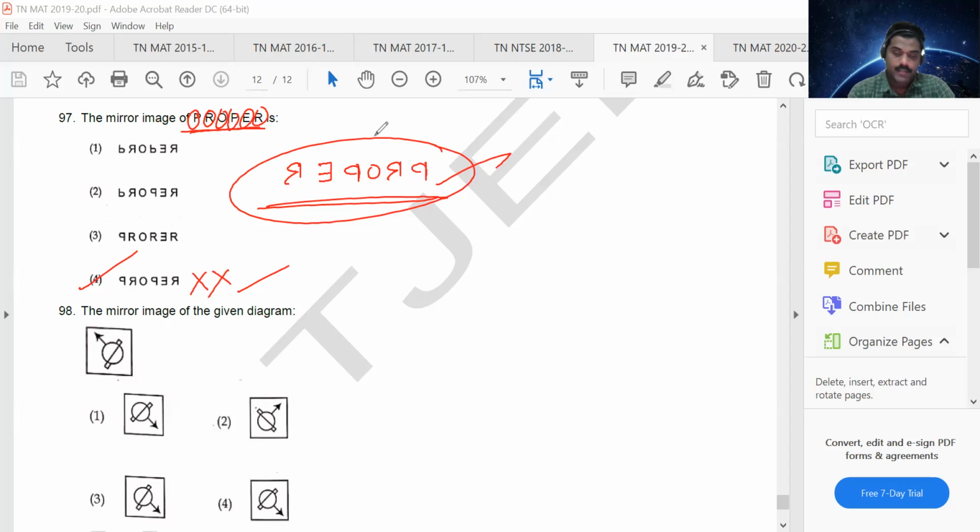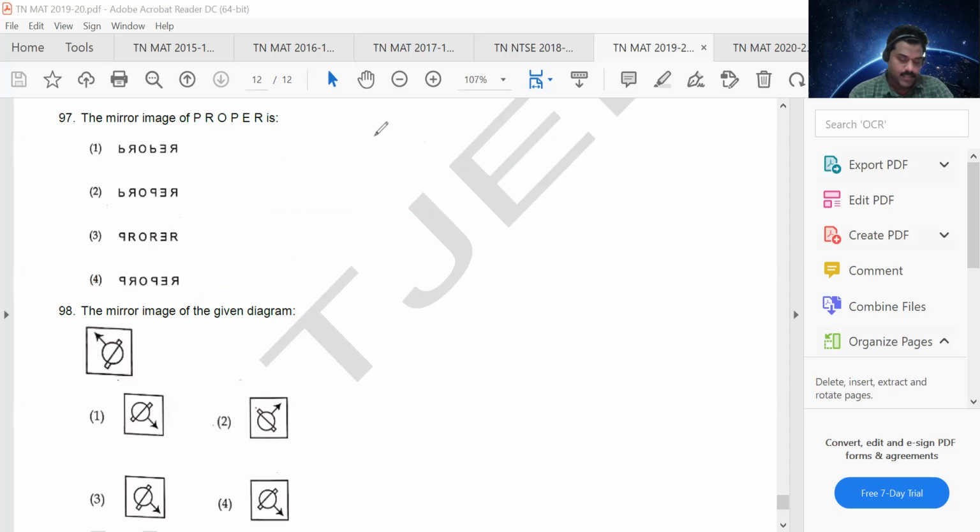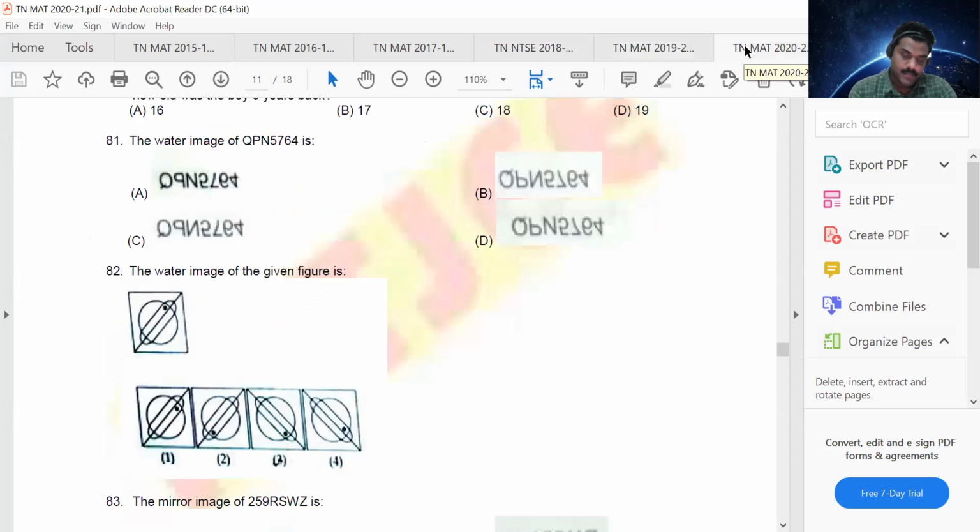Right. Next, moving on to the mirror image part. Here this is pointing towards left, so quite naturally it will point towards the other side. So this will be my answer, right? So now moving on to the last year's paper. This is last year's paper. If you observe over here, the same thing that I told, Q is inverted, P is inverted, N is inverted, 5, 7, 6, 4, right? So this is my answer, option B.